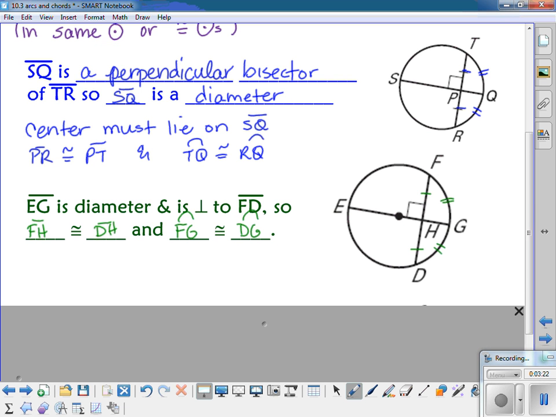So sometimes they're going to give you that it's a perpendicular bisector and you have to conclude that it's a diameter. Other times they're going to give you that it's a diameter and it's perpendicular and you have to conclude that it's bisecting the segment and the arcs.